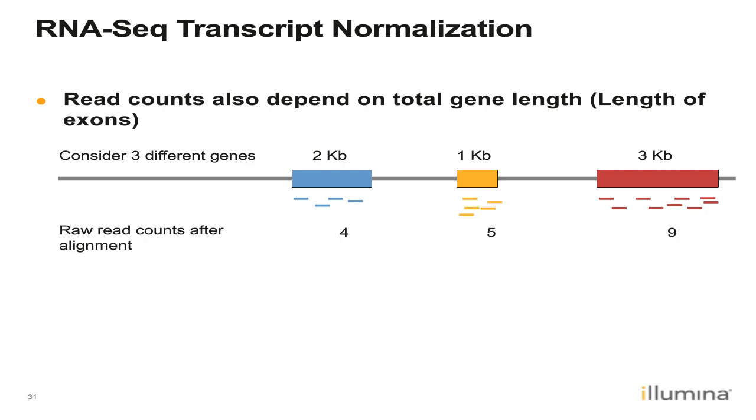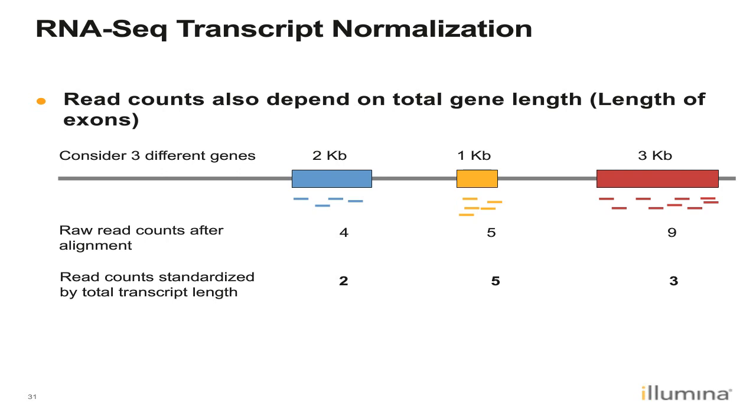But like the previous example, this is not enough information. We need to normalize. So let's standardize by transcript length. For the first gene, we have 4 over 2, which is 2, 5 over 1, which is 5, and 9 over 3, which is 3. So now we have normalized our transcript length within one sample.